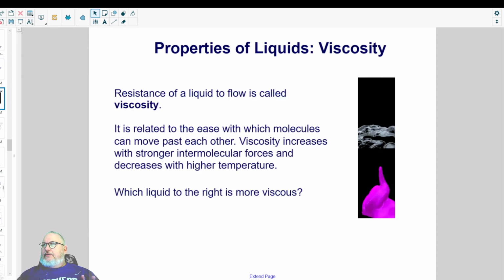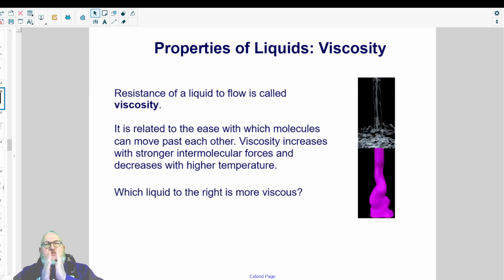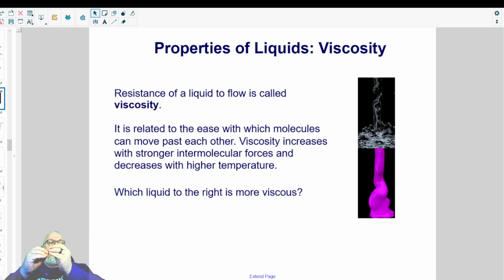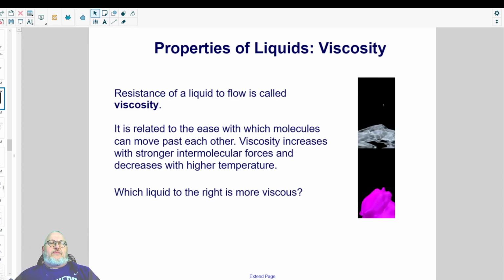Let's talk about viscosity. We've got two types of viscosity shown here. Notice this is a very low viscosity, it's like water. This is a very thick viscosity. It's slow, like molasses or something along that line. So what is viscosity? It's the resistance of a fluid to flow. It's related to the ease with which these molecules can move past each other, as they can move back and forth from each other.